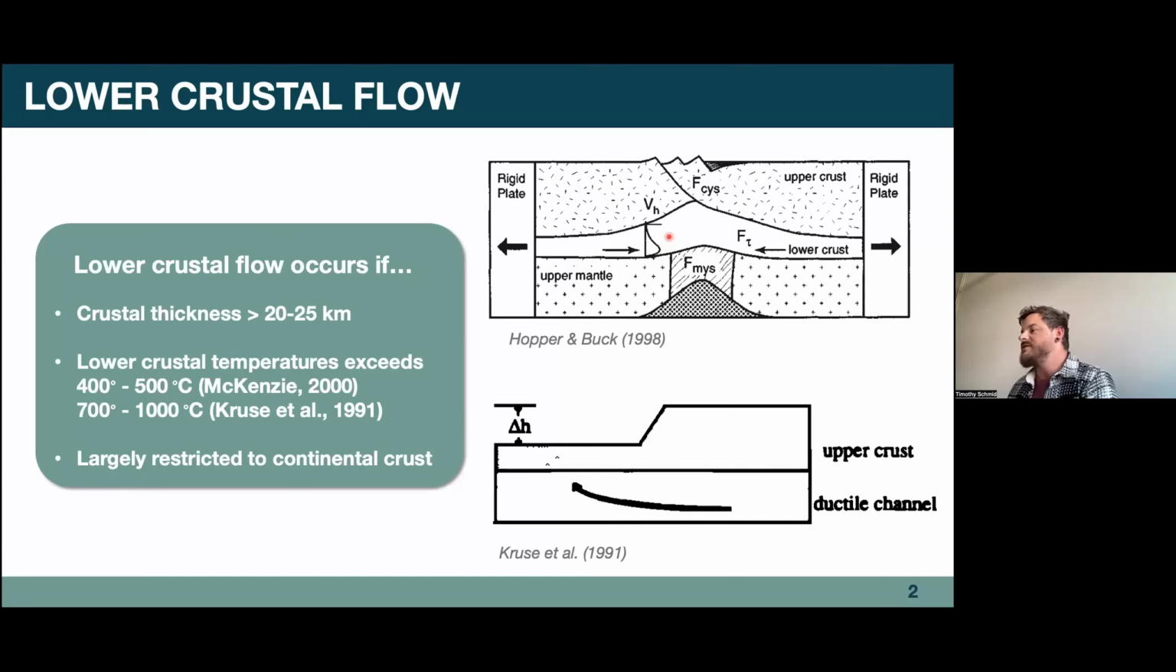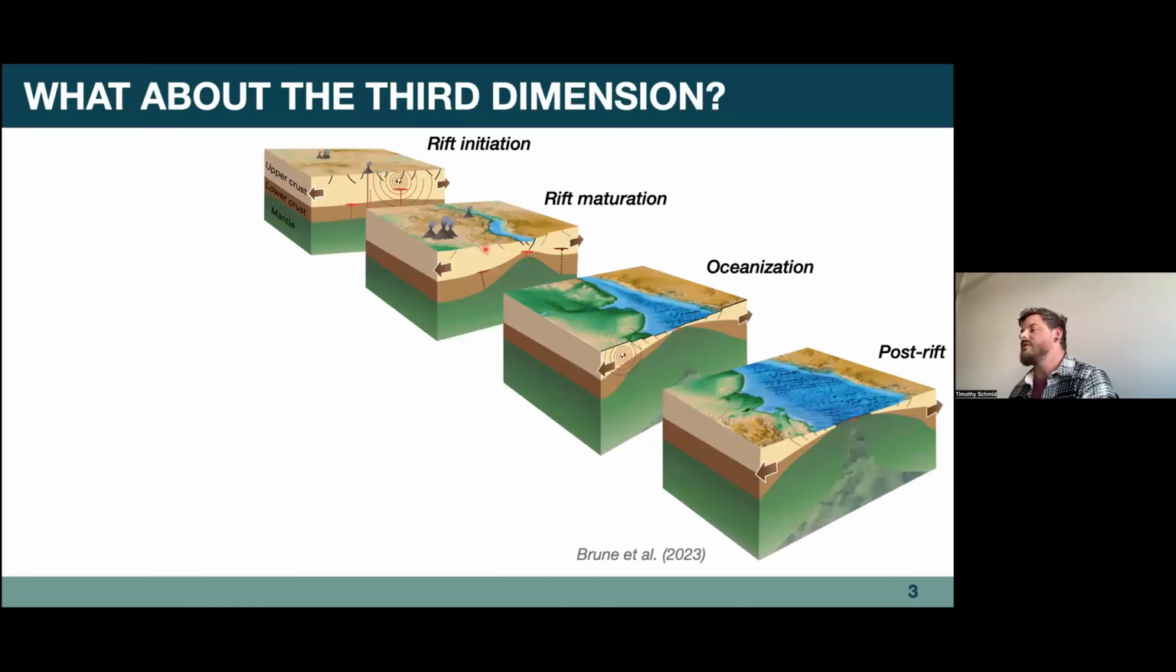Now, this feature can be broken down to a very simple mechanism, which is nothing else than differential topography within the upper crust. Where we have a thicker upper crust, we create a pressure gradient, which then induces ductile flow in the lower crust towards areas where the upper crust is thinned. So this happens parallel to the extension direction in a rift, but we can ask ourselves, what about the third dimension? If you look at this figure from Brune et al.